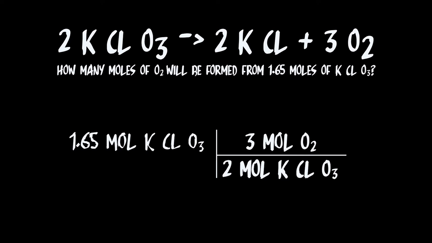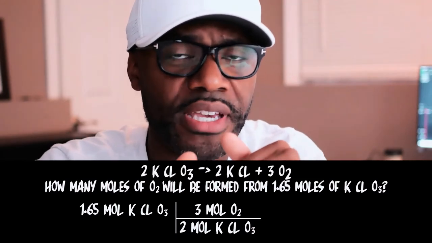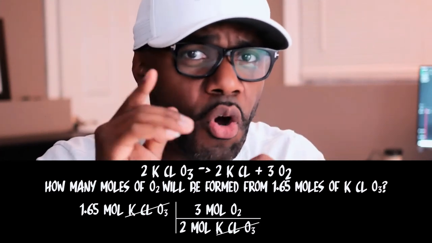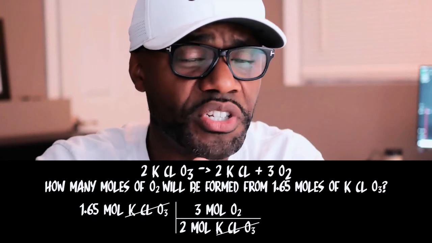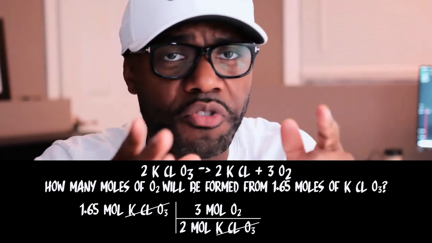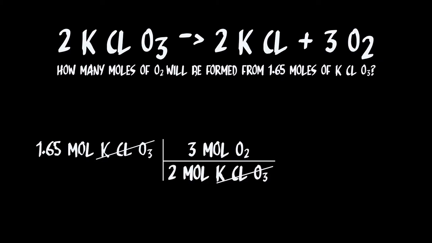So we're going to need that ratio: 3 moles O2 to 2 moles KClO3. Notice how the KClO3 is lined up. I can simply cross them out, leaving the only variable that's needed, which is the O2. The moment I'm able to cross it out, I can just multiply my numerators and my denominators. There's an invisible 1 underneath the 1.65. Simple mathematics leads me to 2.48 moles of O2.